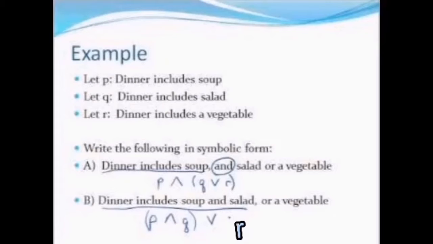Then let dinner include soup represent P. We also use the conjunction "and", so the wedge will be the symbol. And Q is for salad. Then the word "or" represents vel, and the letter R is for vegetable.